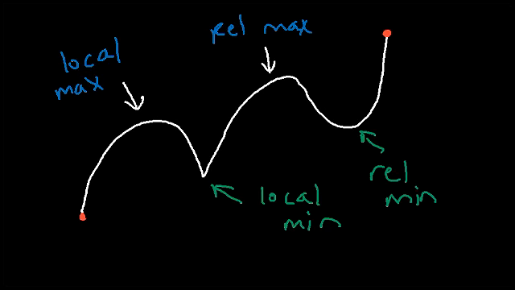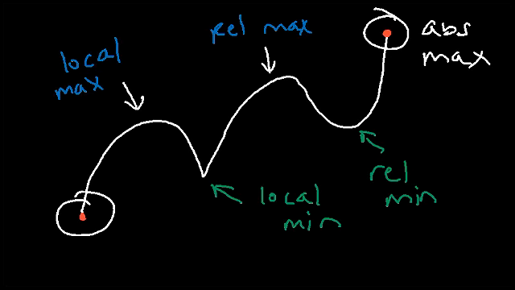Now the highest point on the graph is this point, so that's an absolute maximum, but it's not a local maximum. And the lowest point is here, that's an absolute minimum. Now remember, if these were open circles, it would not be an absolute max or min. It has to be a closed circle, and it has to be the highest or the lowest point on the graph.